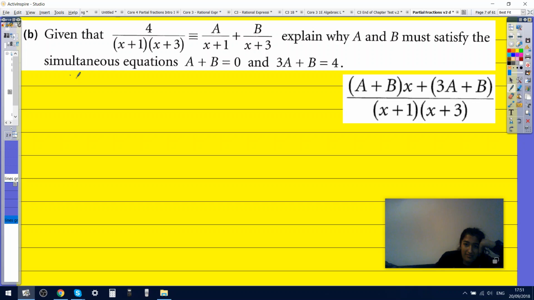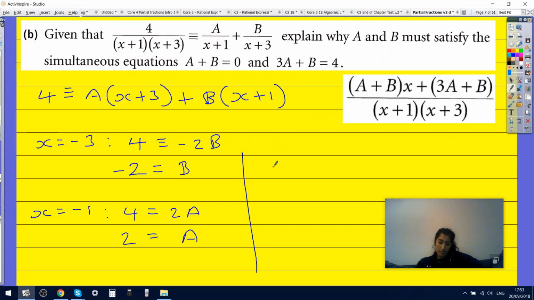And so what is this one fraction written as two separate fractions? 2 over x plus 1 minus 2 over x plus 3. That's it. Okay, so you're already good for this.